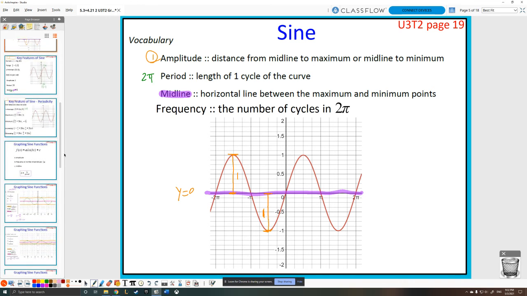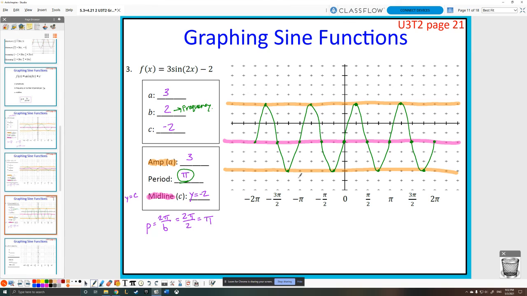The frequency says in this set distance of 2 pi, so from here to here, how many waves are there? Now, specifically, I'll draw the midline, so it's hopefully a little more clear here. But how many waves are between 0 and 2 pi? You can see that I have one complete wave here, and I have one complete wave here. This is one wave. This is one wave, which matches my value of B. There's two waves in 0 to 2 pi.